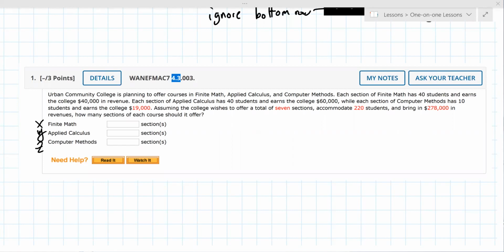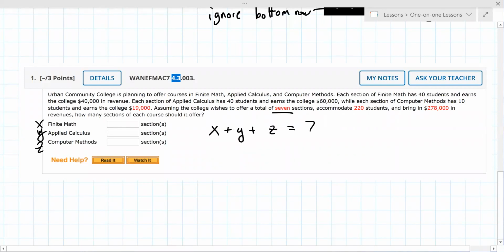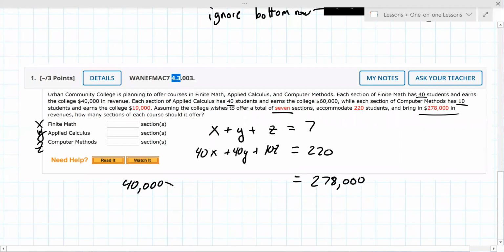That's the 40,000, 60,000, 19,000. So we've got 3 equations here to come up with. So the first is the total of 7. So that's x plus y plus z equals 7. The 220 students, you've got 40 students for the first class, 40x, and then 40 for the applied calculus, that's 40y, and 10 for the computer methods. And then the revenues, that's the big one here. That's the 278,000, and then you've got 40,000x plus 60,000y plus 19,000z.